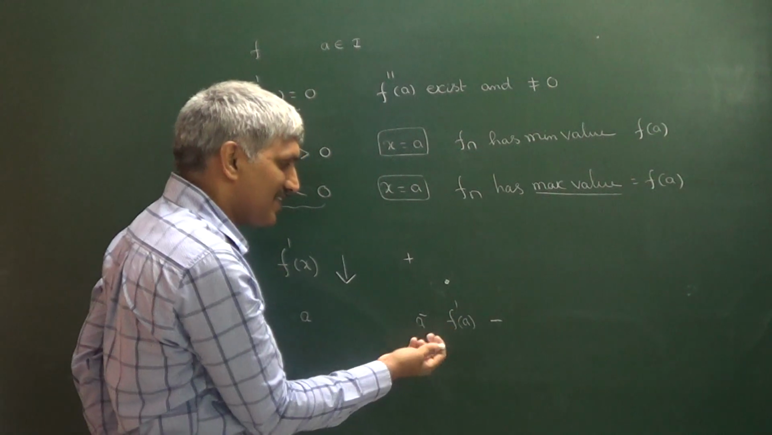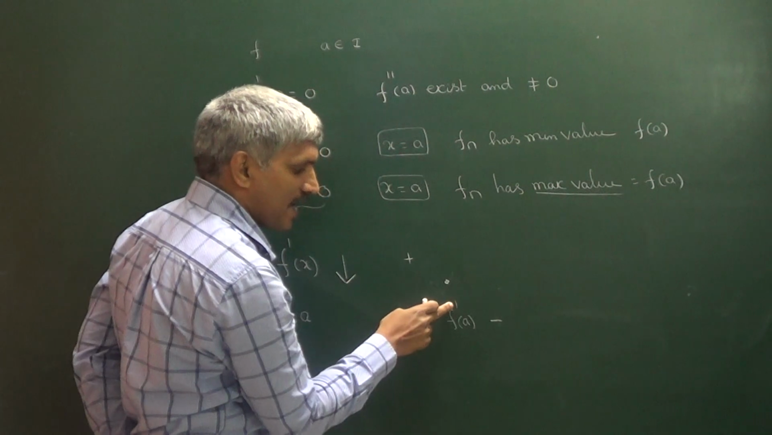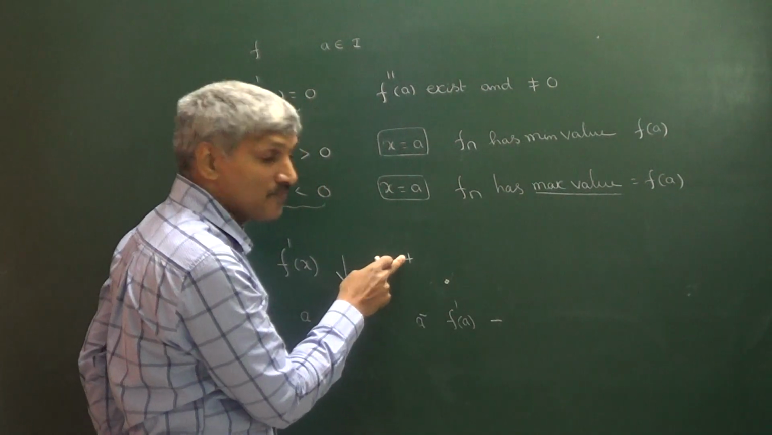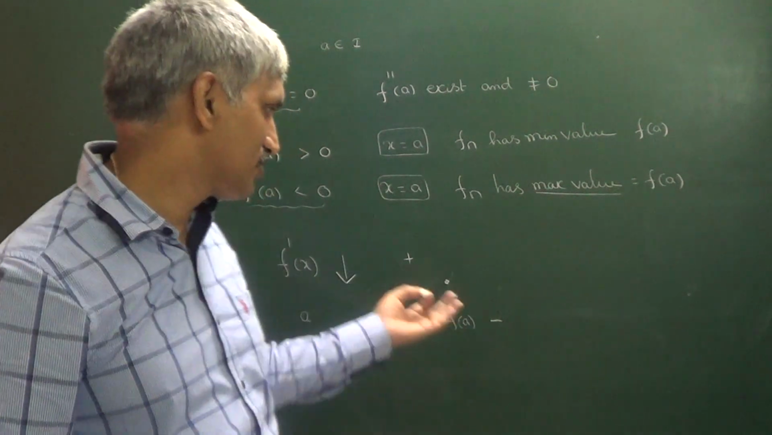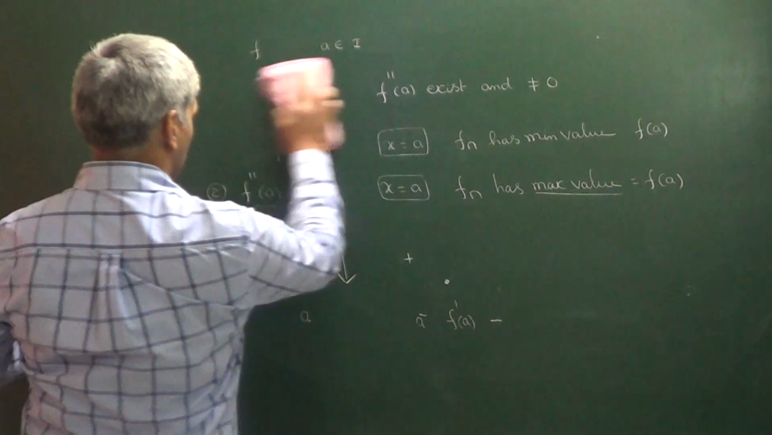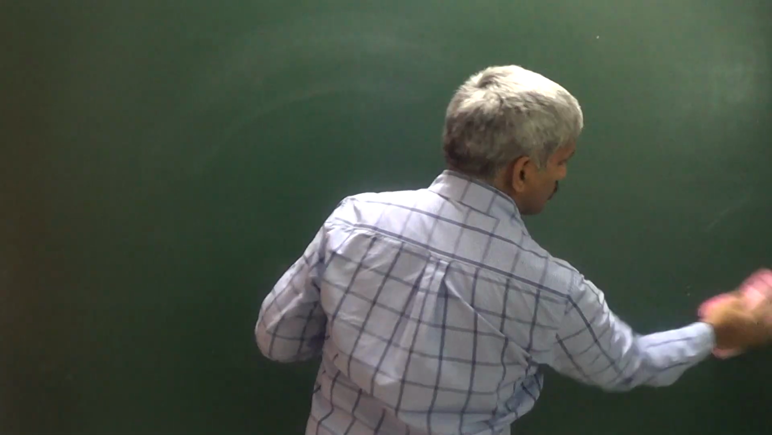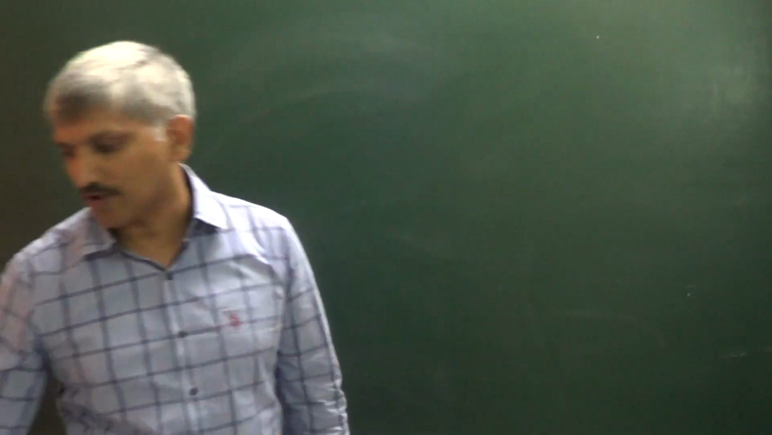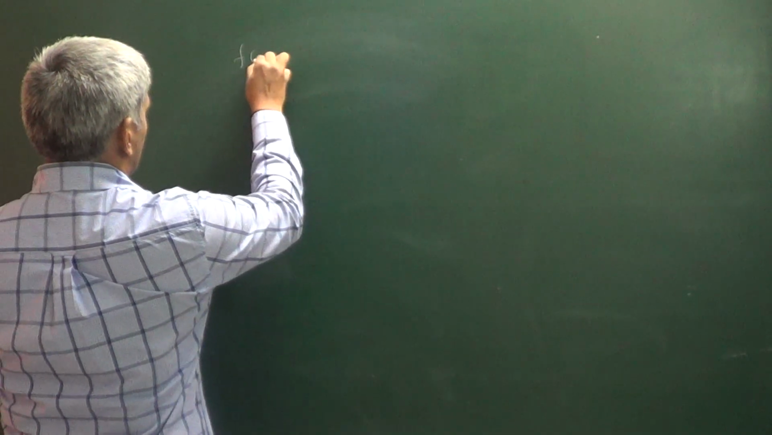Now what happens? As x values are increasing through a, f dash changes its sign from positive to negative. So positive to negative means x is equal to a is a point of local maxima. So that is the second derivative test, or we can say this one as the higher derivative test for finding local maxima and local minima.